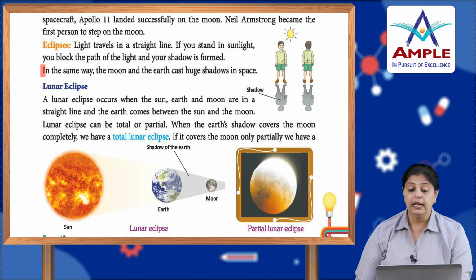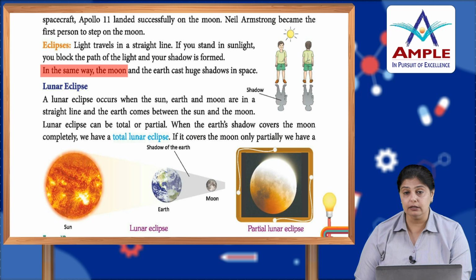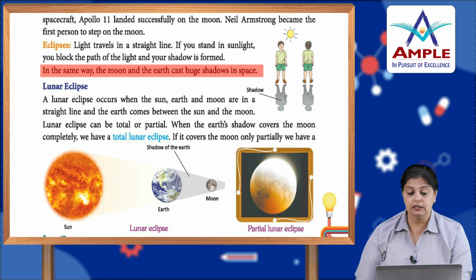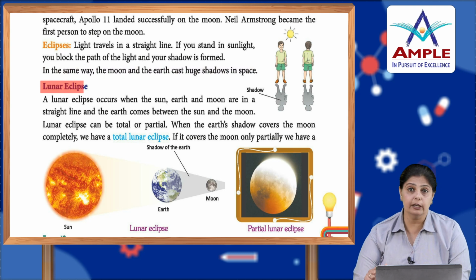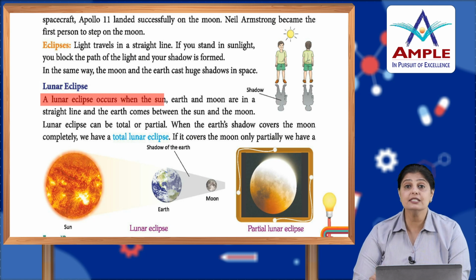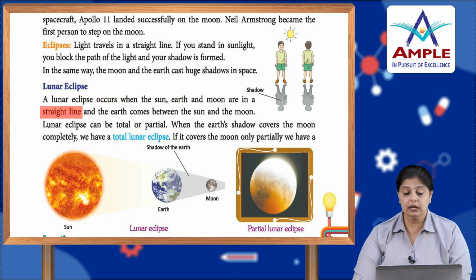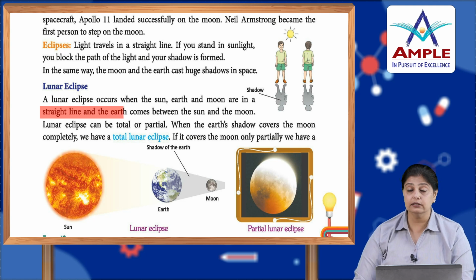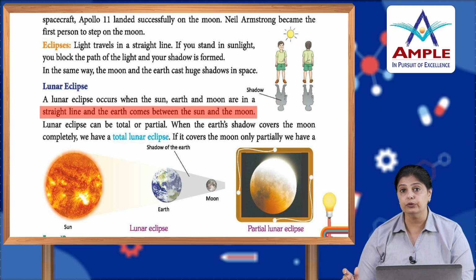In the same way, the moon and the earth cast huge shadows in space. So, that is when a lunar eclipse occurs. Now, how does a lunar eclipse occur? Due to whose shadow? A lunar eclipse occurs when the sun, the earth and the moon are in a straight line. Sun, earth, moon are in a straight line, and the earth comes between the sun and the moon.